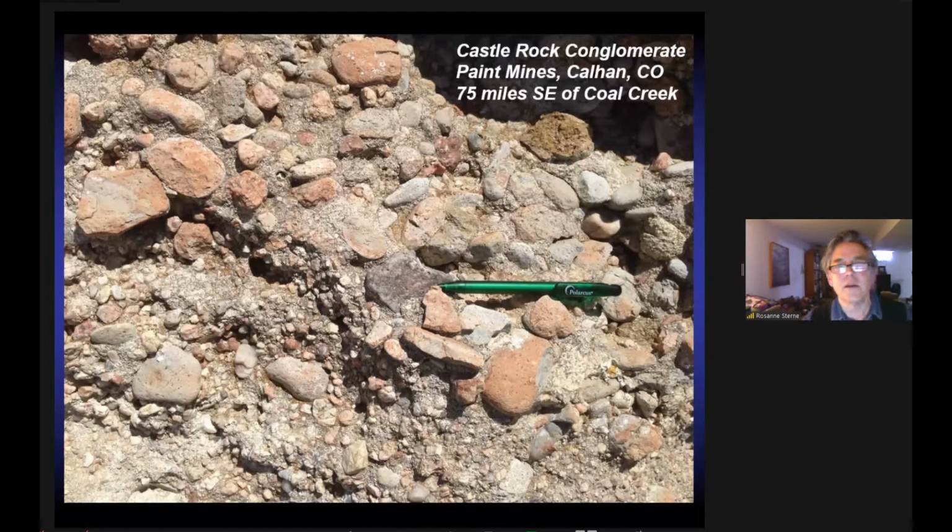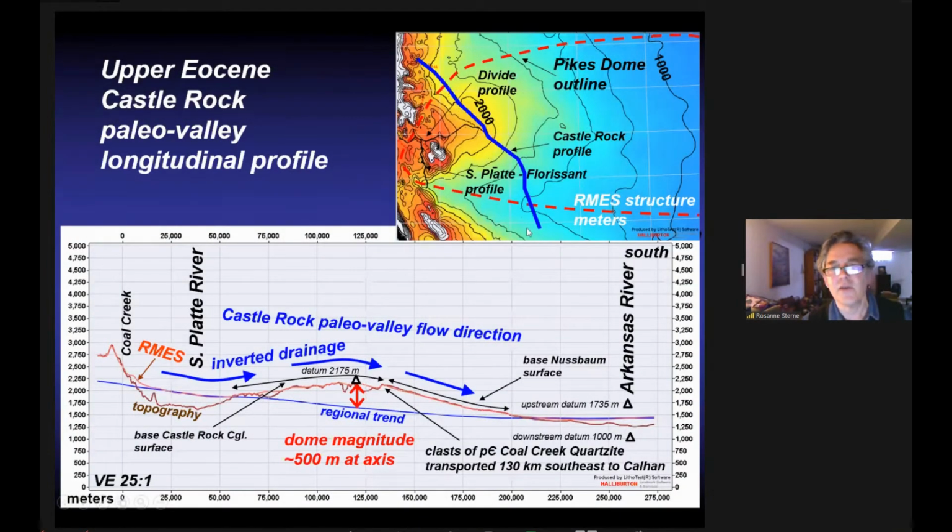So we'll look at a profile along the Castle Rock drainage, so northwest to southeast across Pikes Dome here. And for these profiles, again, topography is in brown. The pink or red line is my Rocky Mountain Erosion Surface. The blue line is my regional trend surface. So at the rivers, say South Platte, the Rocky Mountain Erosion Surface and the trend line meet each other. And again, down at the Arkansas, they meet each other.